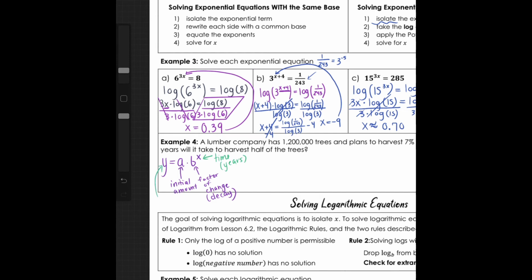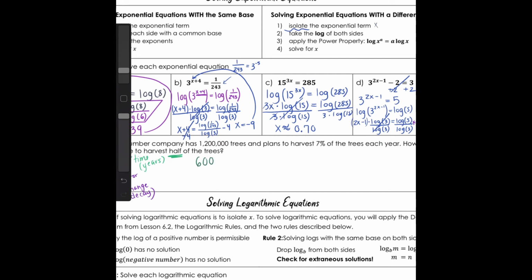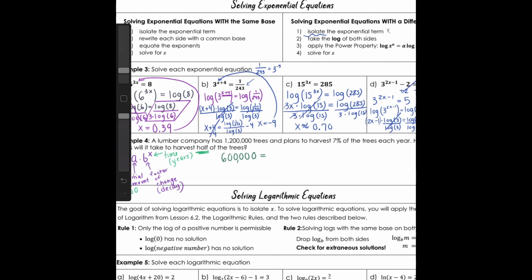We do y first. So y is going to be the amount that we end up with in the end. And if we're having the trees, the amount of trees, we're going to take 1,200,000 and divide that amount by 2. And when we divide it by 2, we end up with 600,000. So now we're just going to set up our equation, which is going to be 600,000 is equal to your initial amount, which is 1,200,000, times your factor of change, which we have to calculate.